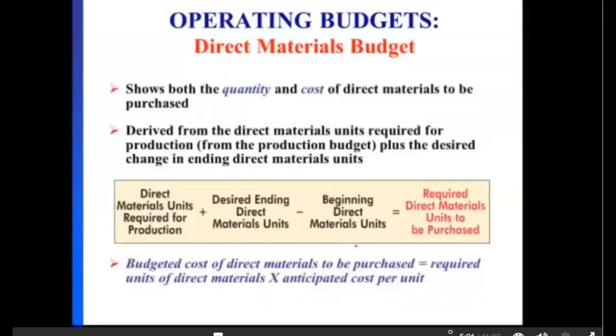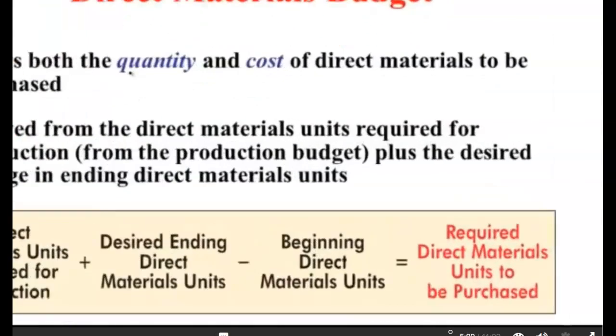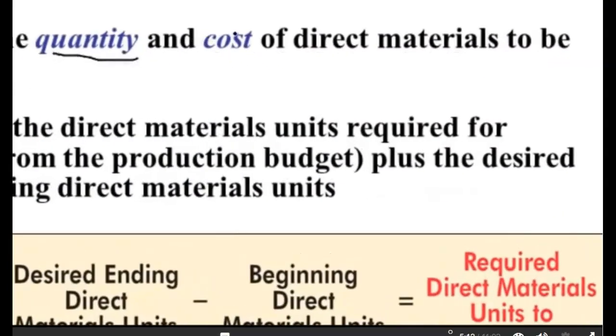So that's the production budget. The direct material budget is very similar. Now we have to determine how much we have to purchase to meet the production budget. This shows we have to figure out first the quantity, and then we multiply it by the cost.